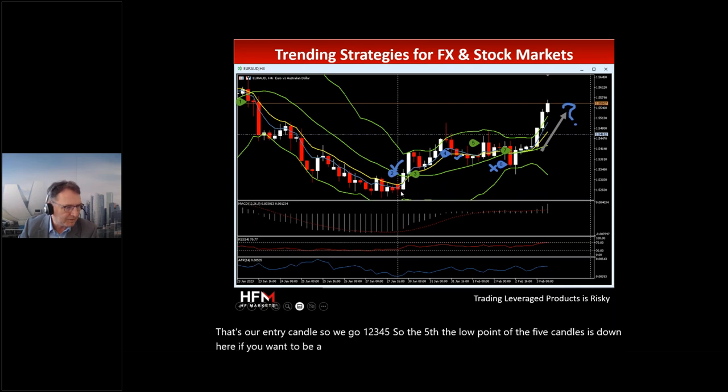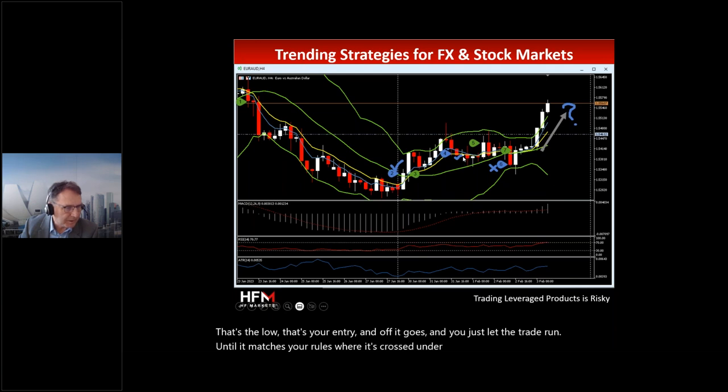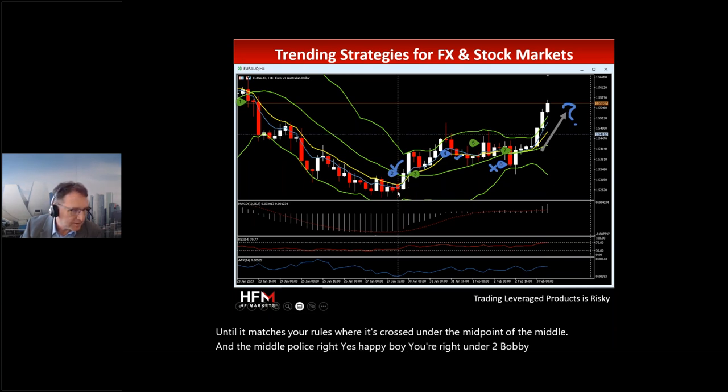If we want to be a bit more aggressive, we go to the low point of the last three candles, which would be around here. So if you want to be even more aggressive, you could say, well, the real low is the end of these candles, isn't it, through here? So that's the low. That's your entry, and off it goes. And you just let the trade run until it matches your rules, where it's crossed under the midpoint of the middle Bollinger Band. Yes, you're right, under two or below this turn here, isn't it?